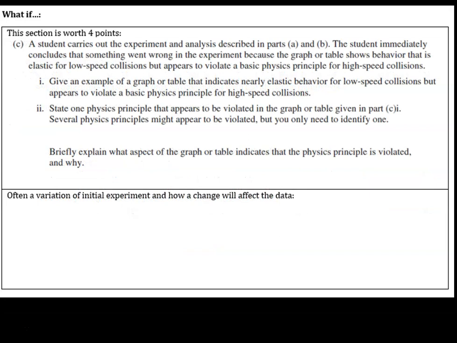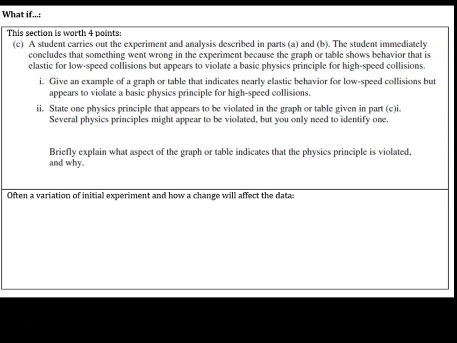All right, the last part is the what if section. So this one says that a student carries out the experiment and analysis described in A and B, and then immediately concludes that something went wrong in the experiment because the graph or table behavior shows that we have elastic for low speed collisions, but it appears to violate a basic physics principle for high speed collisions.